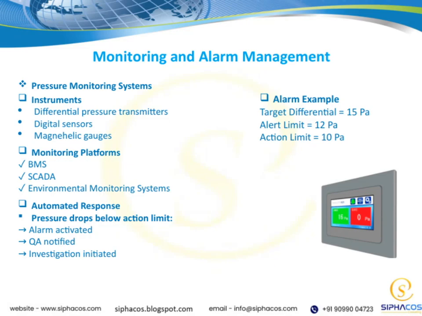Let's talk about monitoring and alarm management, a crucial part of keeping systems running smoothly. Here, we're focused on pressure monitoring, with specific targets and limits to watch. When pressure drops below the action limit, alarms go off automatically. That triggers notifications to quality assurance, and investigations get underway right away. We use a mix of instruments, differential pressure transmitters, digital sensors, and magnehelic gauges, all feeding into platforms like BMS, SCADA, or environmental monitoring systems. This setup helps us catch issues early and respond fast.